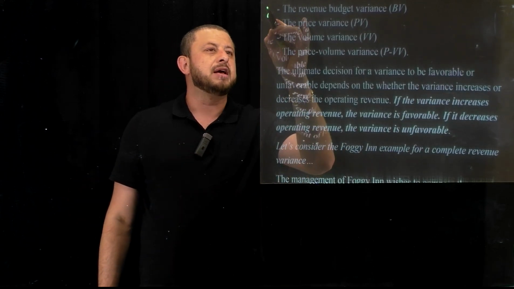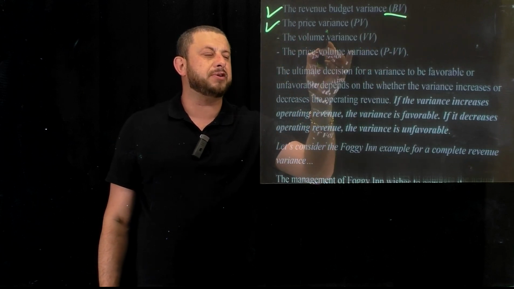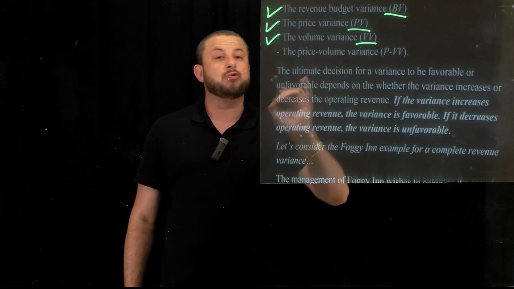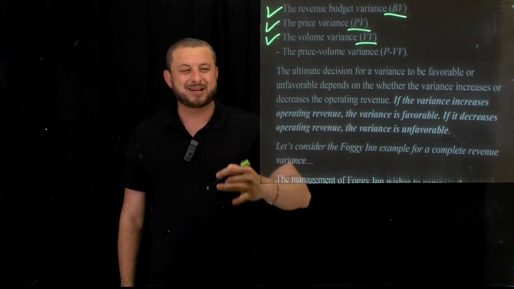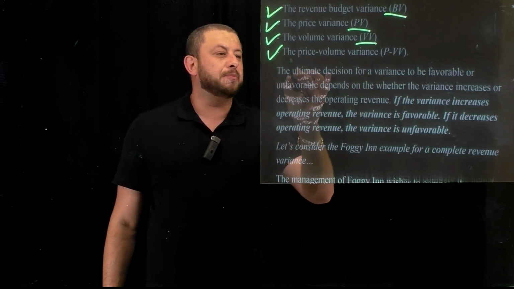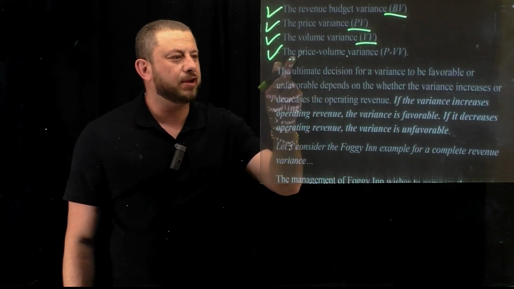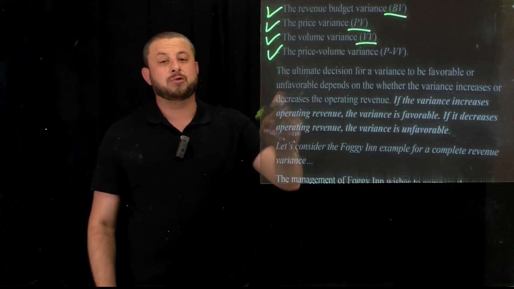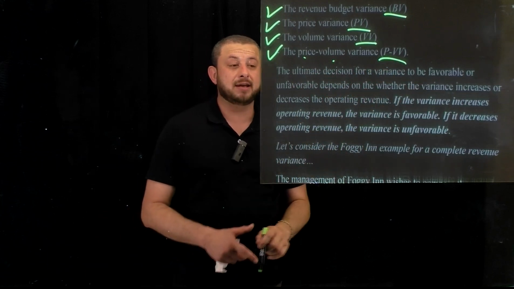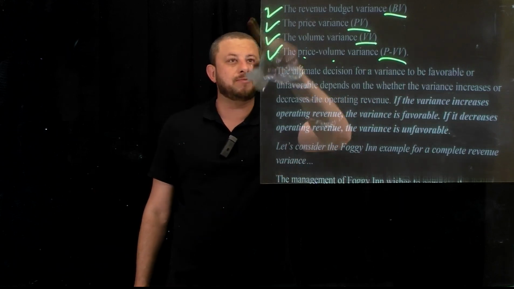We are going to calculate 4 different things here. We are going to calculate the revenue budget variance, in short BV. We are going to calculate the price variance, in short PV. We are going to calculate the volume variance, in short VV. It might sound a little funny, but that's how it is. And we're going to calculate the price-volume difference. We combine them because revenue variance is determined by the price and volume variance differences. We're going to find PVV, and then make some judgments based on what we have here.